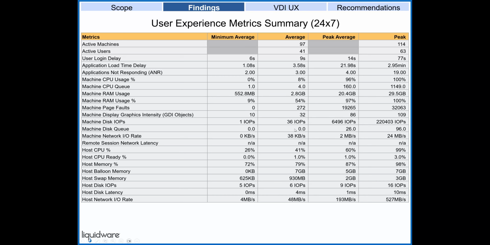Next up, we can see that IOPS is pretty good. I'm a little bit above average. Most companies are around 20 when it comes to IOPS consumption. I'm at 36. I'm pretty heavy. We can see our peak average at 6,496.